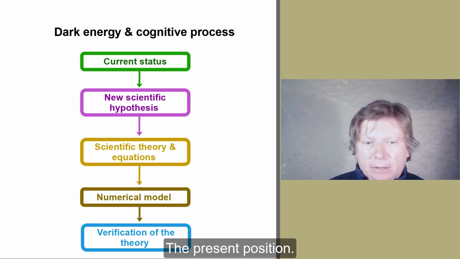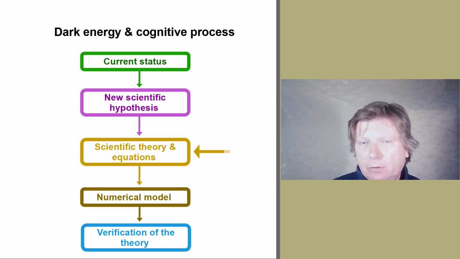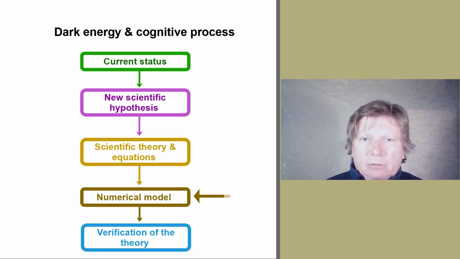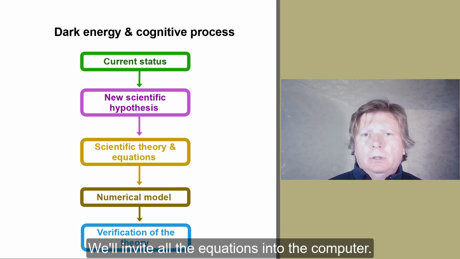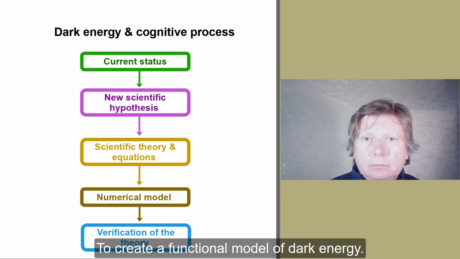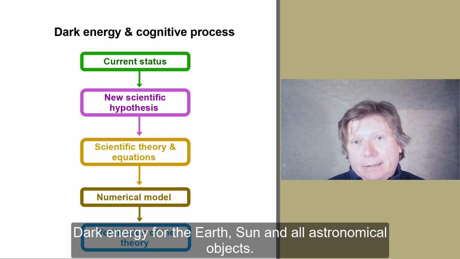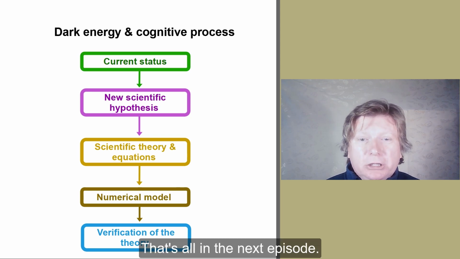We are at the present position in the scientific theory plus equations. That is behind us. In the next episode, I will present a computer model, a numerical model. We will put all the equations I showed today into the computer to create a functional model of dark energy. The computer will show the truth and calculate everything: dark energy for Earth, the Sun, and all astronomical objects. That's all in the next episode.